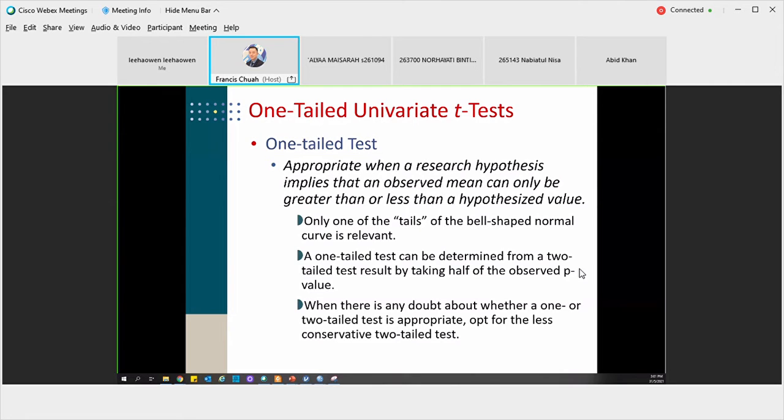So, one tail analysis. A one tail analysis is a type of analysis where you choose to decide the direction of a value. A one tail test is a test where you choose to decide the direction of a value. What does it mean?